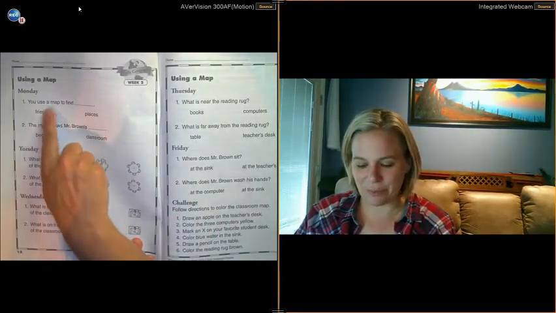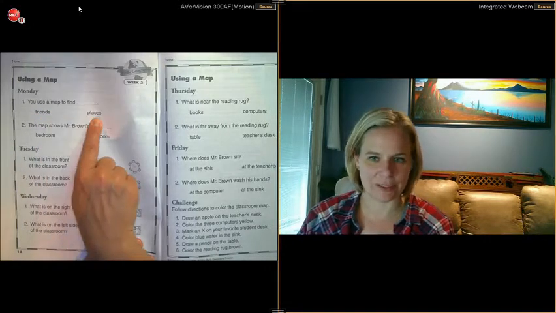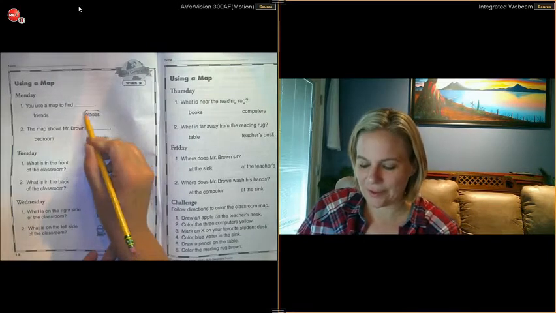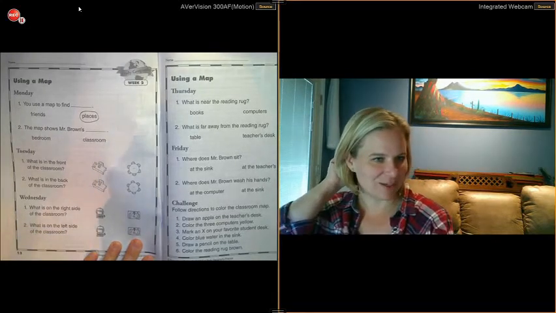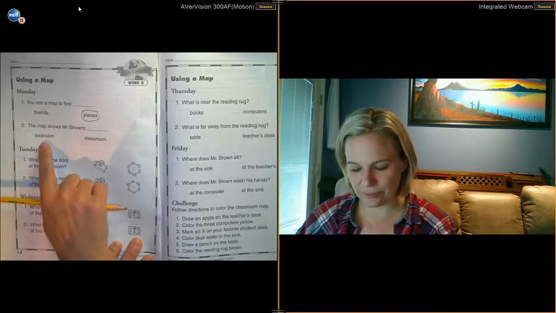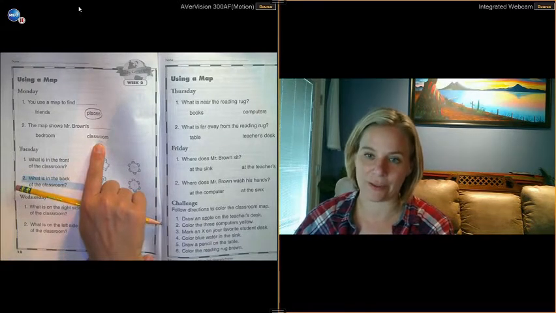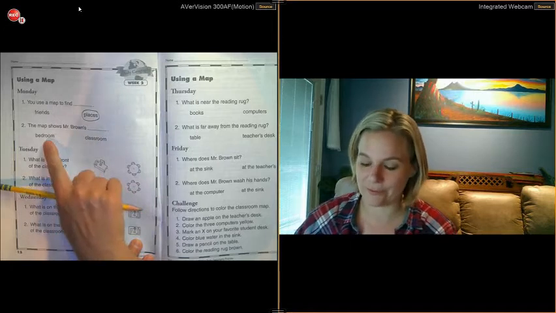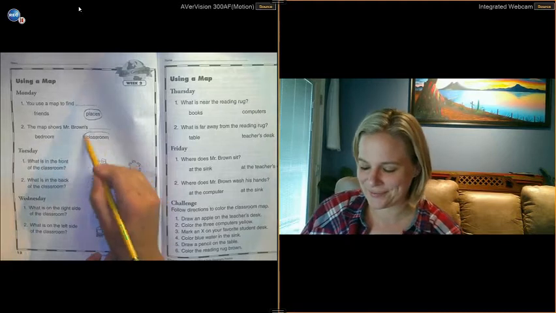What do you use a map to find? Do you use it to find friends or places? Well, put a circle around the one you think. Friends move around, places don't. So we use a map to find places. The map shows Mr. Brown's bedroom or classroom. Well, some kids think that the teachers sleep in their classroom, but it's not his bedroom. He goes home for his bedroom. This is a map of his classroom.